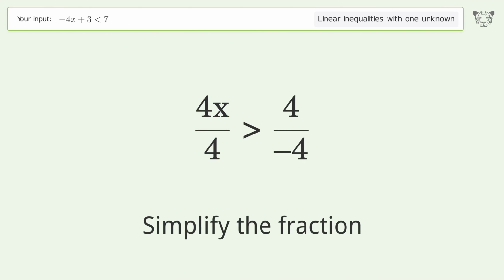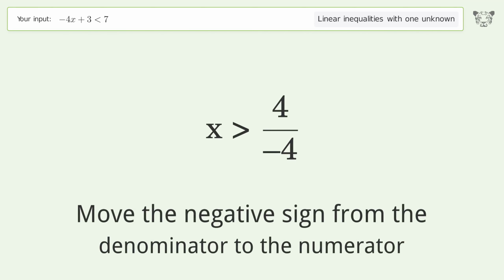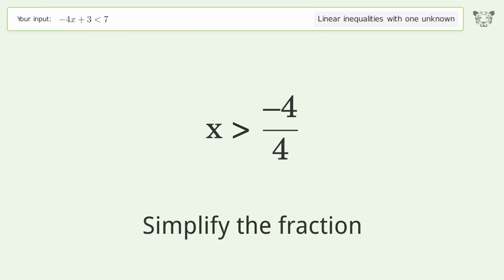Simplify the fraction. Move the negative sign from the denominator to the numerator. Simplify the fraction.